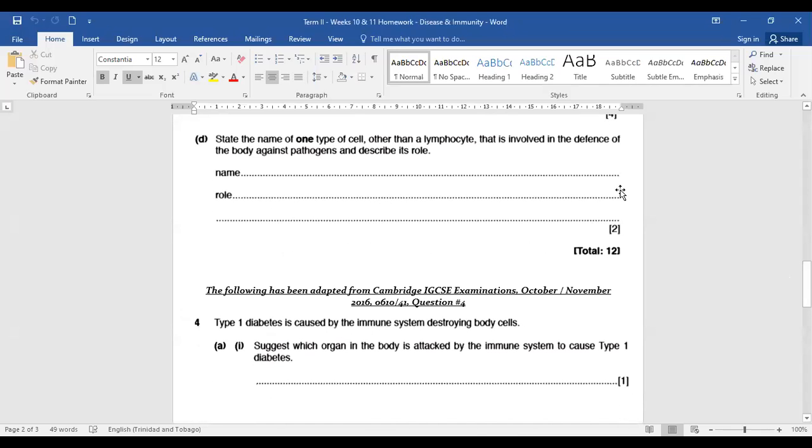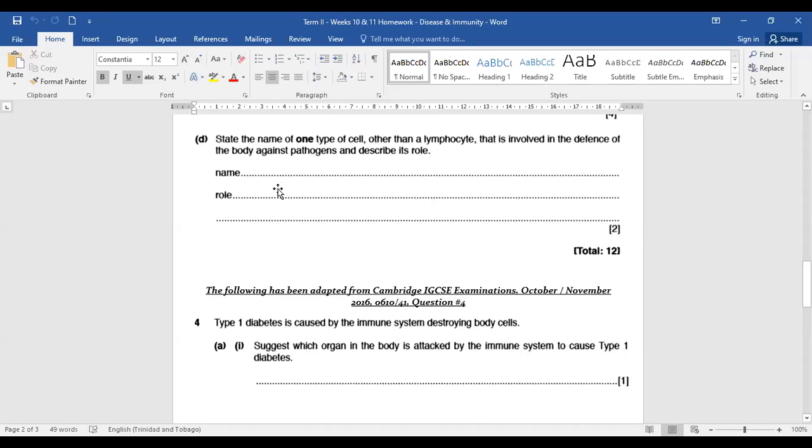All right. So the next part of the question wanted you to name one other type of cell other than a lymphocyte, so another white blood cell that is involved in the defense of the body against pathogens, and you had to describe its role. So what would be the name of it and what would be the role, basically? You can type your answers, I'll see it.